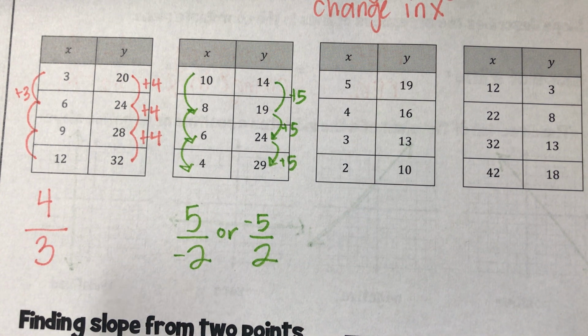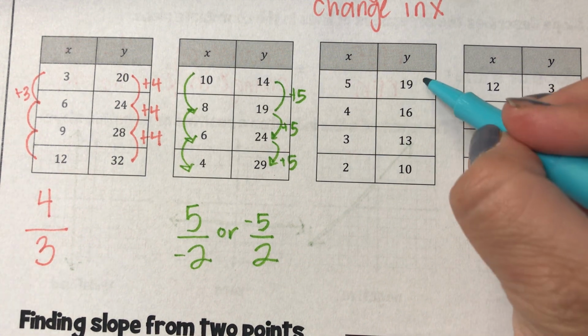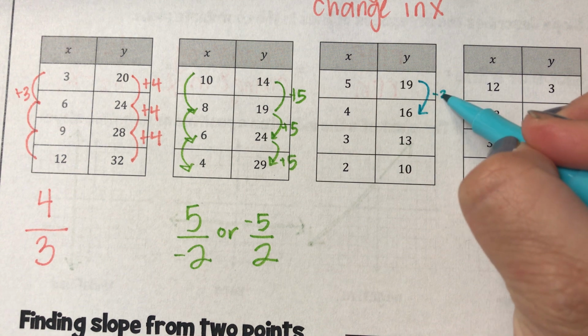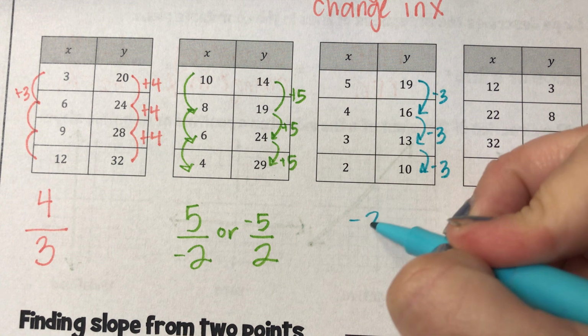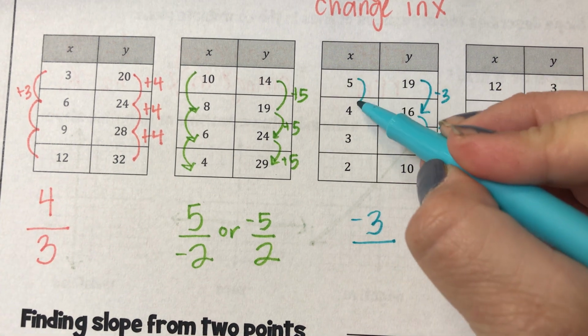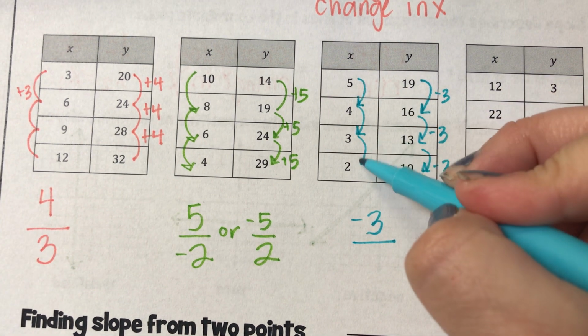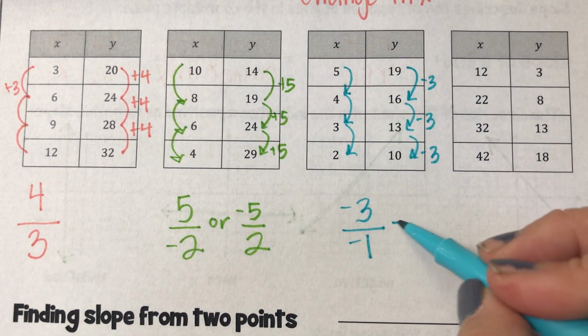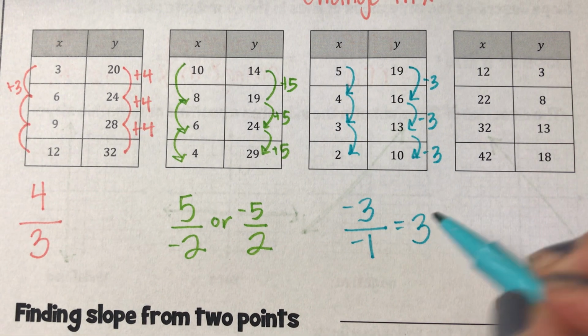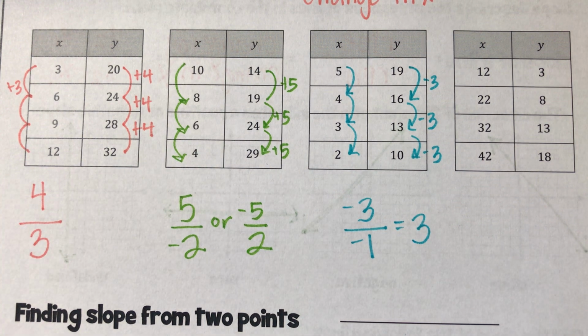Okay, then let's look at this third one. This is going down 3, down 3, down 3. And my x is going down 1, down 1, down 1. What is a negative divided by a negative? It's a positive. So my slope is positive 3.